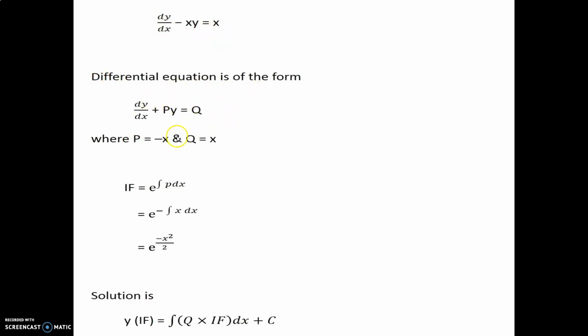So the differential equation is in the form dy by dx plus Py is equal to Q. Comparing, P is minus x, Q is x. The integrating factor is e raised to integral of P dx, e raised to integral of minus x dx, e raised to minus x square upon 2. Solution: y into IF, e raised to minus x square upon 2, is equal to integration of Q into IF, that is x into e raised to minus x square upon 2, plus c. Then we solve the equation.